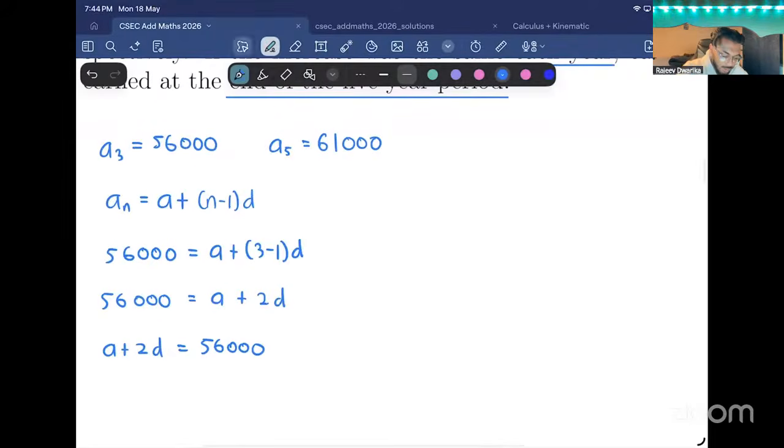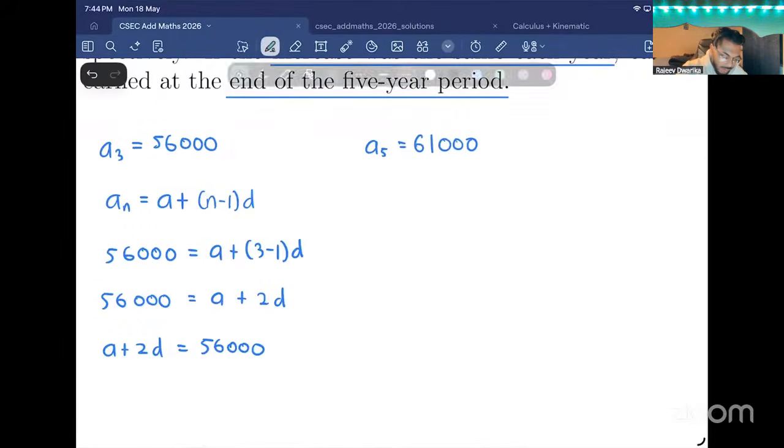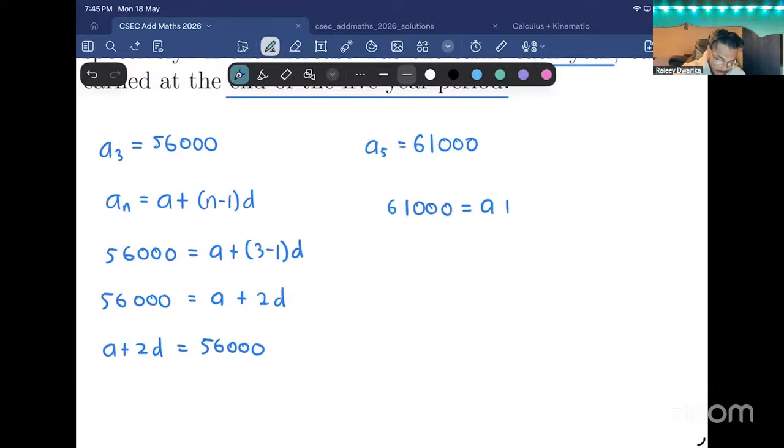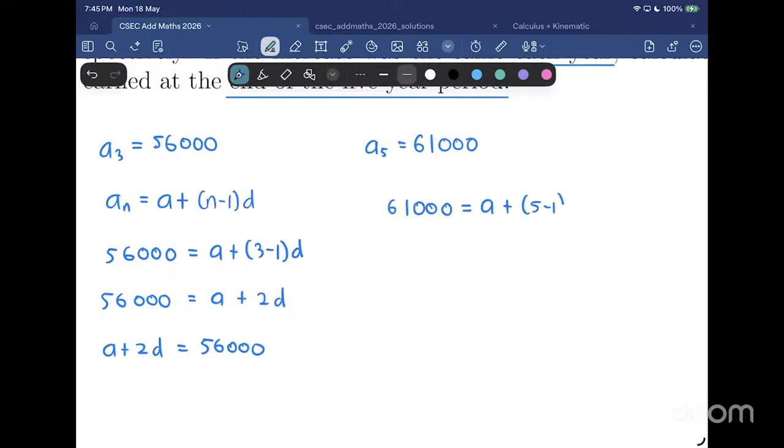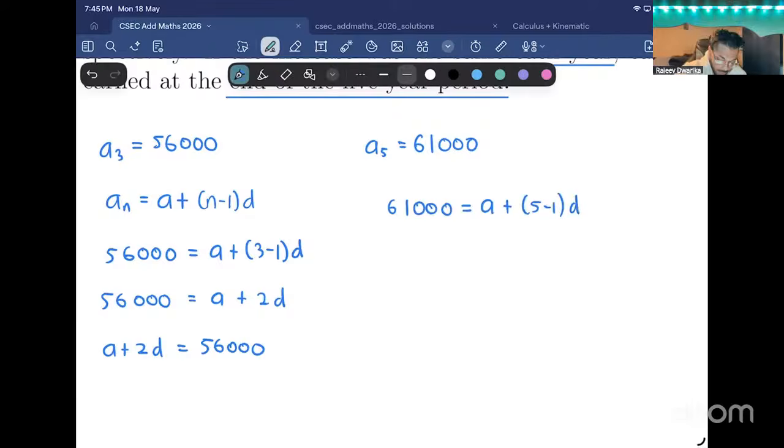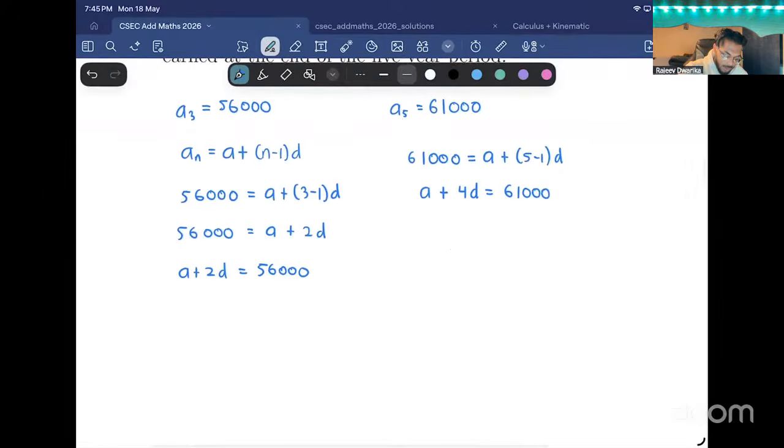The next one, we're going to use n equal to 5. If that is the case, then that's going to be 61,000, and in this case n will be 5. So I say A plus 5 minus 1 times D. Again, you can flip it around. So that'll be A plus 4D equal to 61,000. I have two equations now. What's the easiest thing to do?